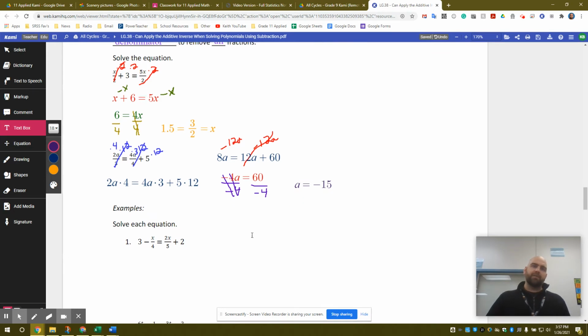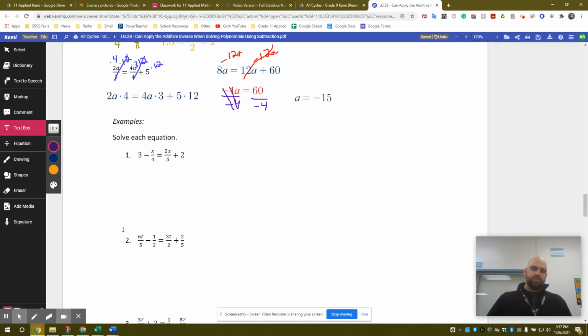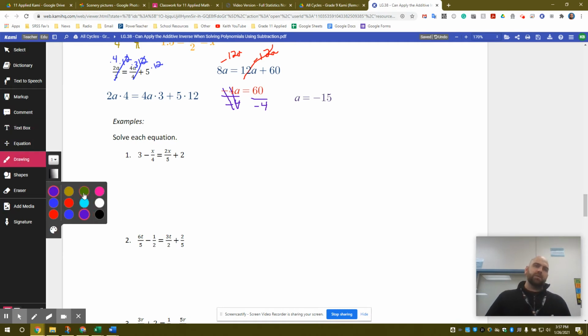All right, so that's how we solve that. Let's do a couple other ones. Some are going to be a little bit more challenging, some are going to be a little bit simpler. But what we need to do is go through all of them, and we're going to solve step by step. So let's take a look at this first one here.